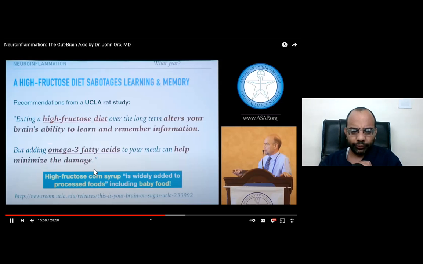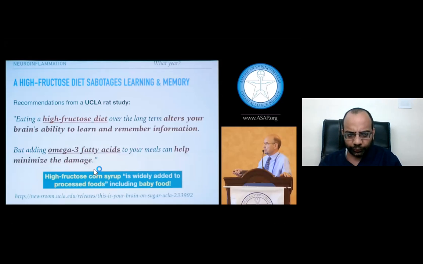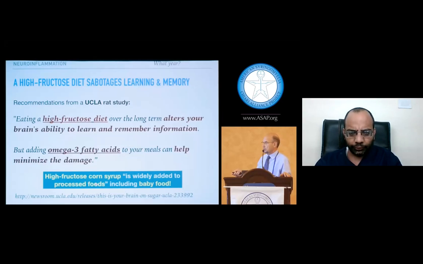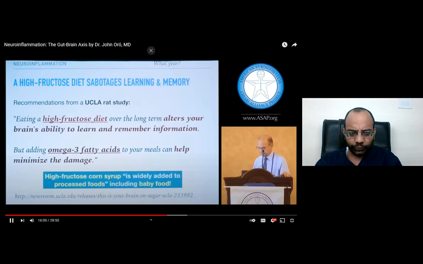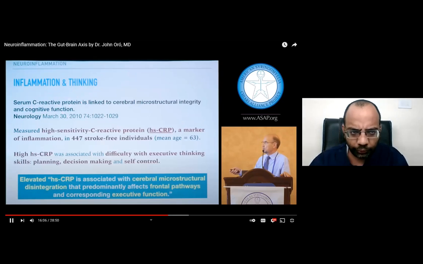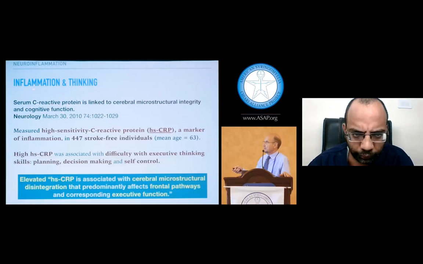Remember information. Fortunately, omega-3 fatty acids minimize the damage. Unfortunately, high fructose corn syrup is even put in our baby food nowadays. Inflammation and thinking. And I want a new term to remember also, C-reactive protein. We'll talk about it several times.